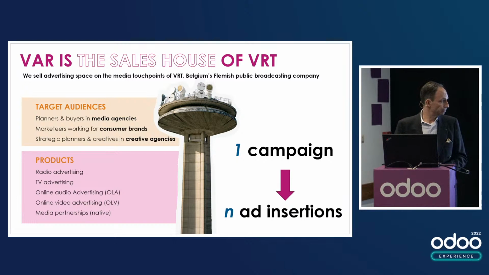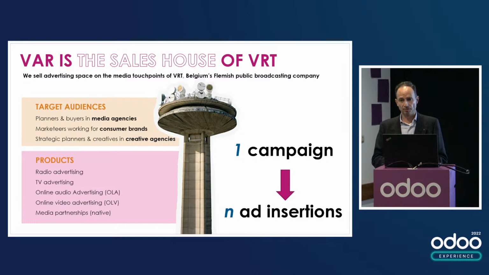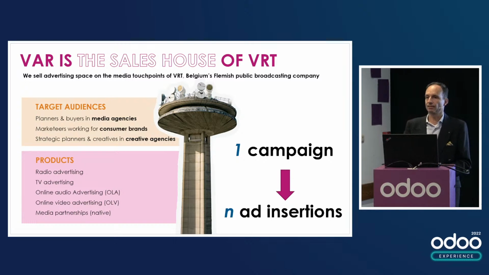Just to give you an idea, we sell about 7,600 campaigns on a yearly basis, and a campaign consists of different ad insertions. So that can range from a few days to a few weeks or even a few months, and we do that on the different touch points of VRT, meaning the linear thing, which is the classical TV and FM radio, but we also do that on the digital part.